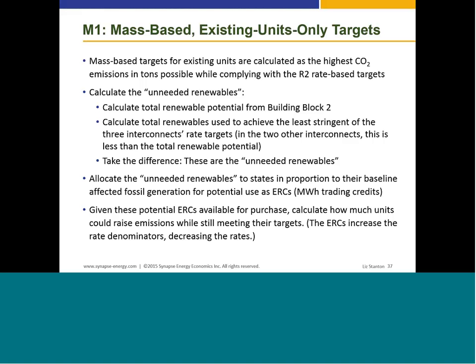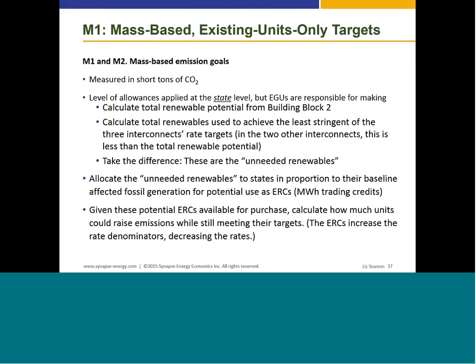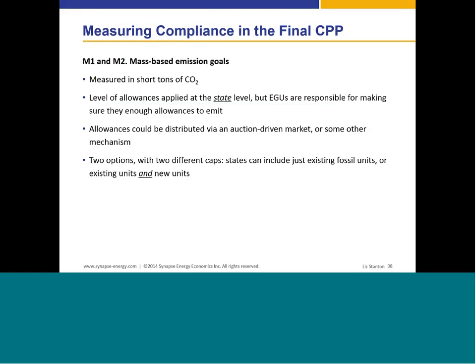So that's the basic process for how to do it. The way that they're doing it is very complicated. It involves some complex modeling to get to this answer. So for M1 and M2, for M1, this process is used to get to a ton target for just the existing units. M2, which I'll talk about in a second, goes through a similar process to tell us what are the tons possible based on the R2 rate for both existing and new units combined.